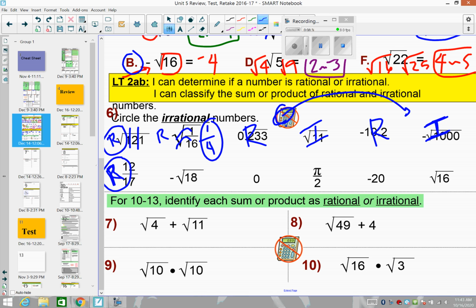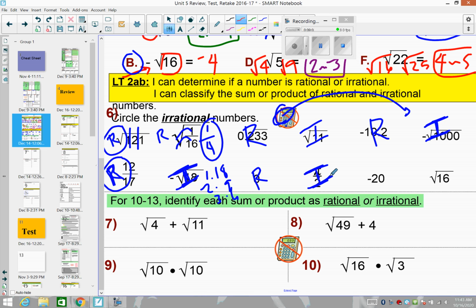The square root of 18 is actually a rectangle. If you think about the factors of 18, it's 1 times 18, 2 times 9, 3 times 6. None of those make a square. So this one's irrational. It has nothing to do with the negative out front. It's just that you cannot make a square out of 18. 0 is rational. Anything involving pi is irrational.